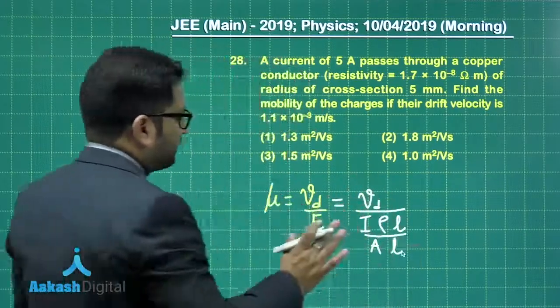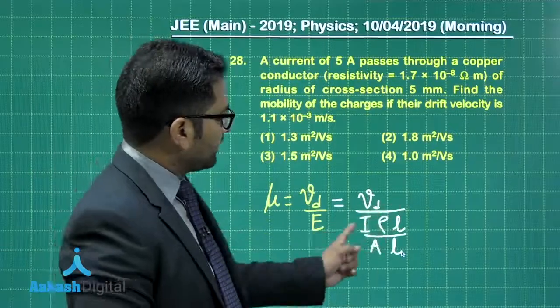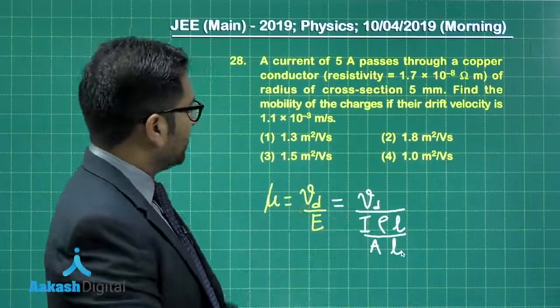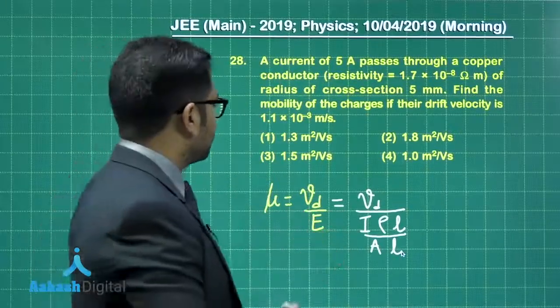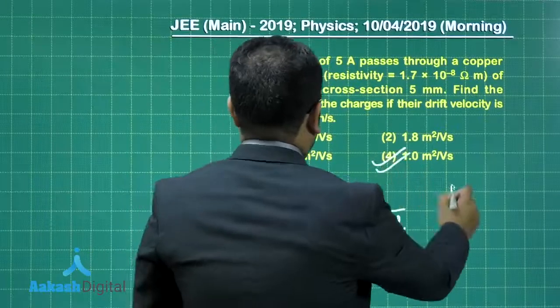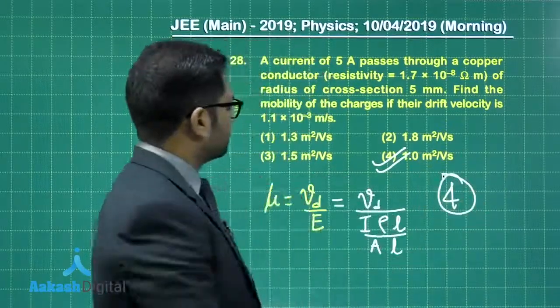divided by L, right? Because I times rho L by A is the potential difference, divided by the length. That will give the electric field. So everything is there. You just need to do a slight bit of calculation. You put it. Option number 4 is going to be the correct option.